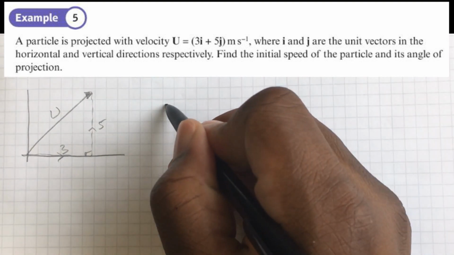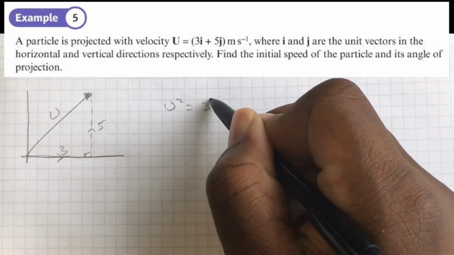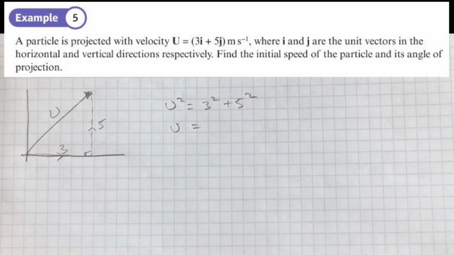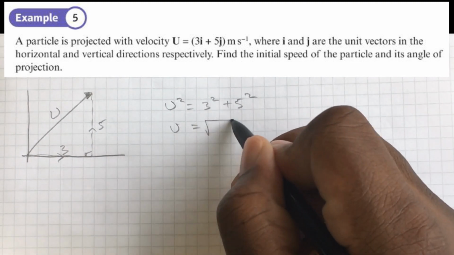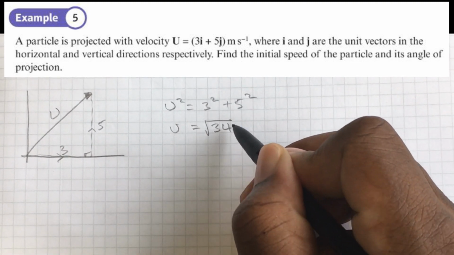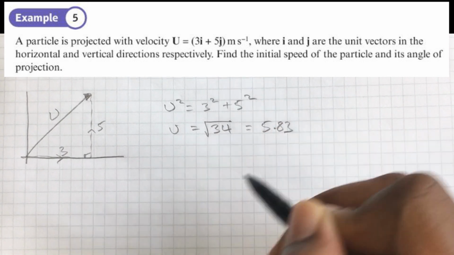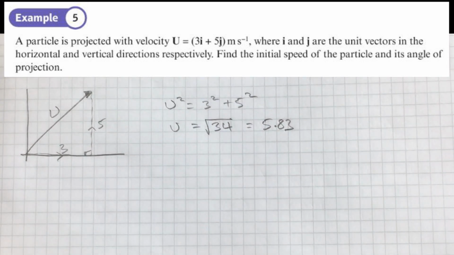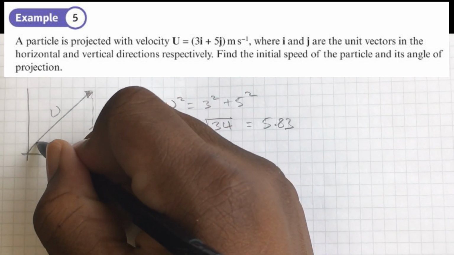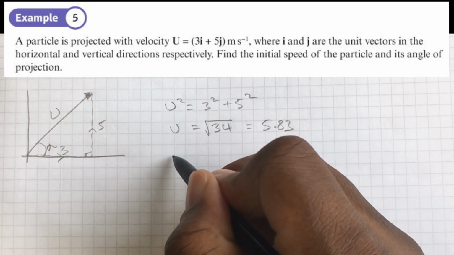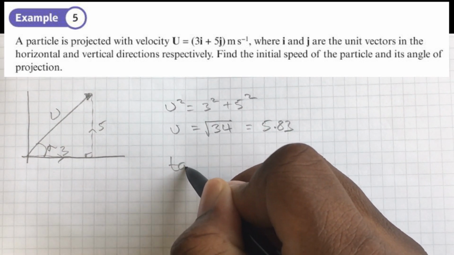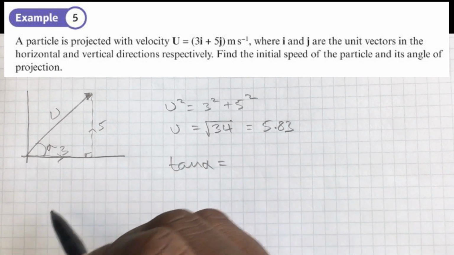All right, from here, with a spot of Pythagoras, we should be able to find the hypotenuse. We should be able to find u, and u is the root of 34, which equals 5.83. Okay, so now we found the initial velocity, we found u, we found the initial speed. Let's go ahead and find the angle of projection.